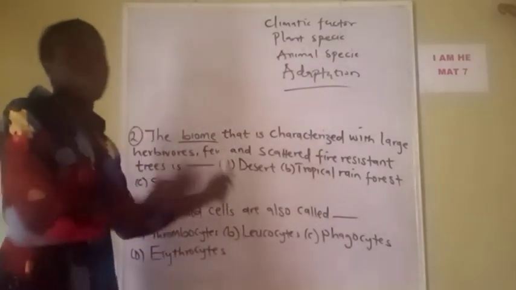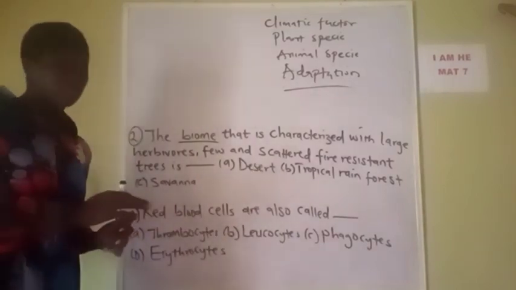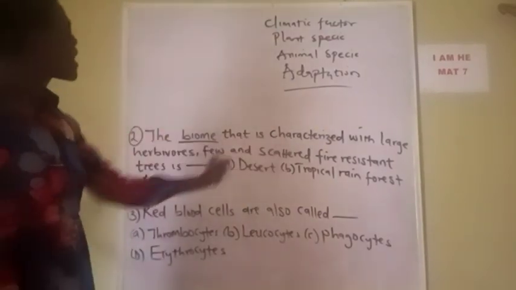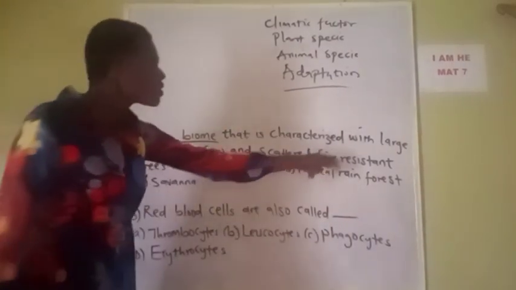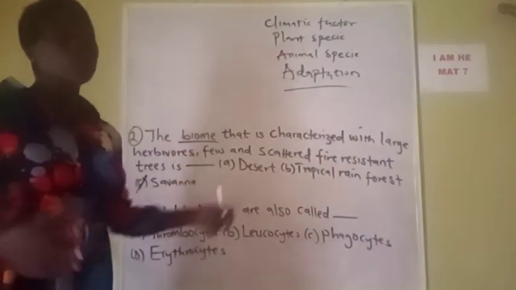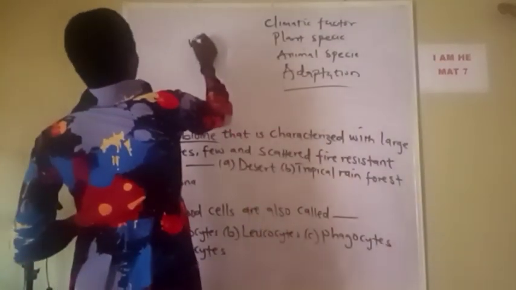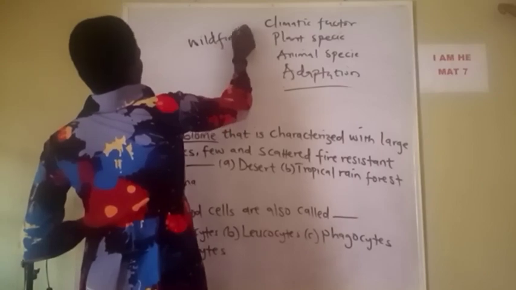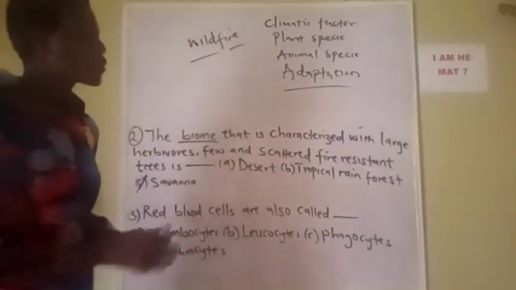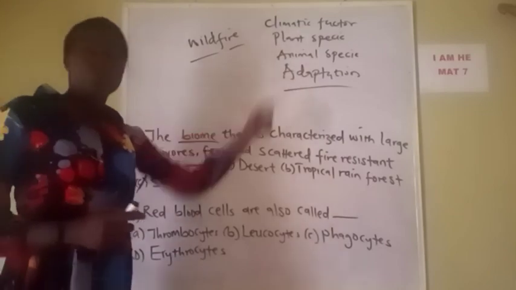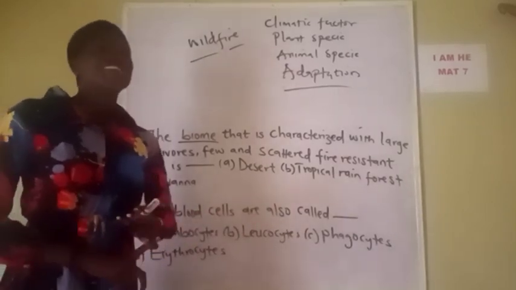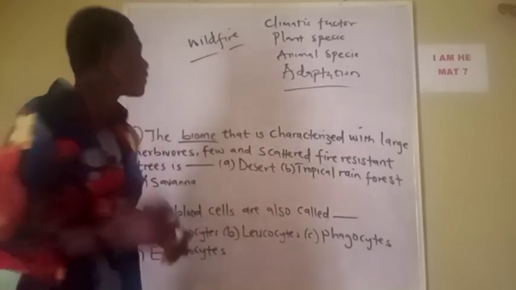So I just explained the question and also answered the question. The answer here is that the savannah is a kind of biome that is characterized with large herbivores, few and scattered fire resistant trees. Do you know why they have these fire resistant trees? It's because of what we call the wildfire. So when this wildfire comes, these fire resistant trees can cope, they can adapt. That was why I talked about adaptation. Even as humans too, we should learn how to adapt to hard times and good times. You understand? Okay, so let's proceed then.